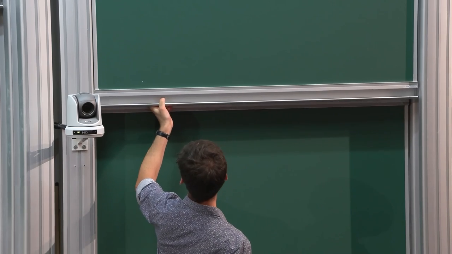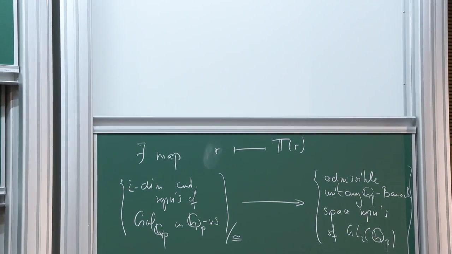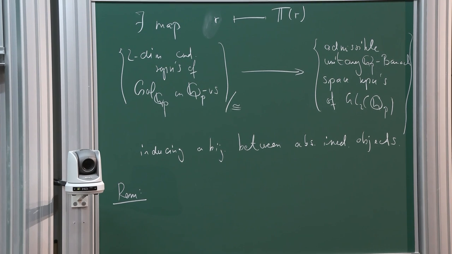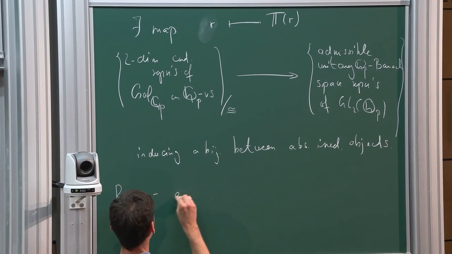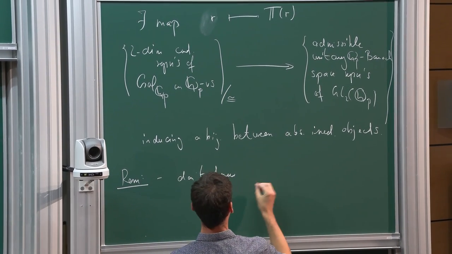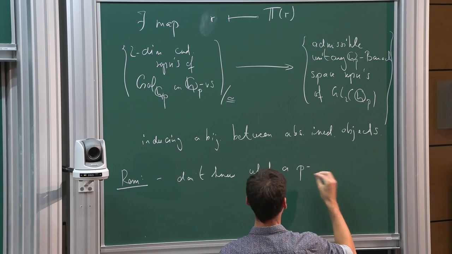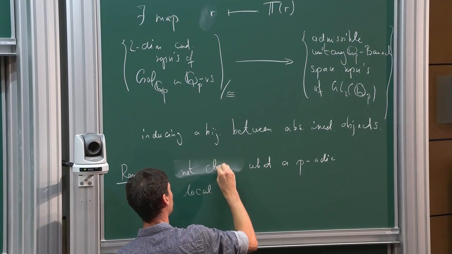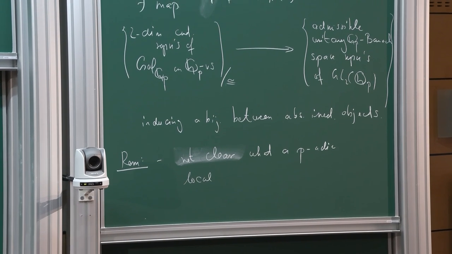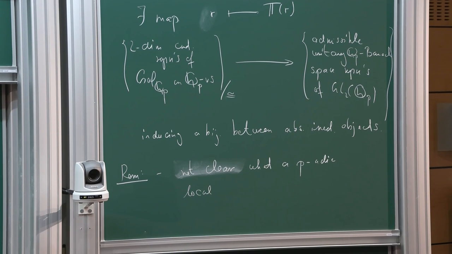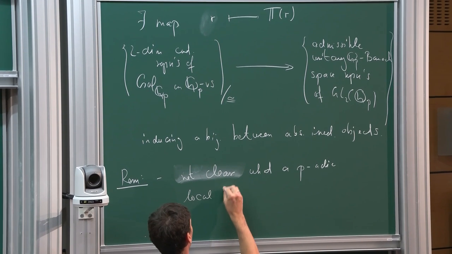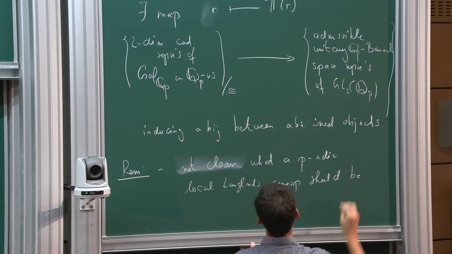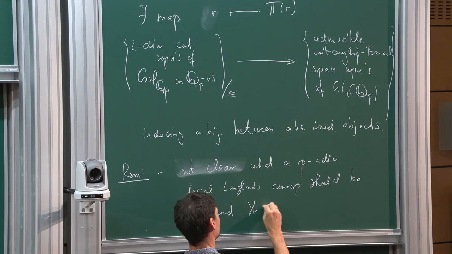So let's have the following two remarks here. Okay, so this is something for GL2(Qp). And so far it's specific for GL2(Qp). So we don't know what a p-adic local Langlands correspondence should be. Maybe let's say not clear, because maybe it's part of the aim of these talks, convincing you that there now maybe is a way to see what this should be. So not clear what a p-adic local Langlands correspondence should be beyond the case of GL2(Qp).